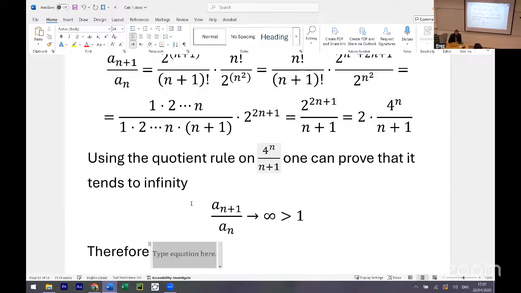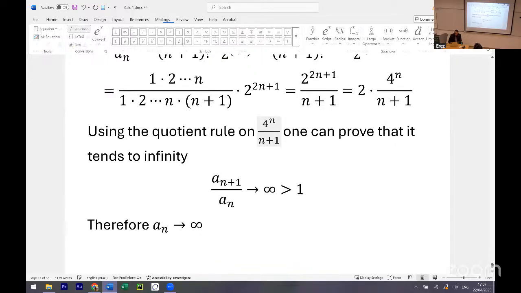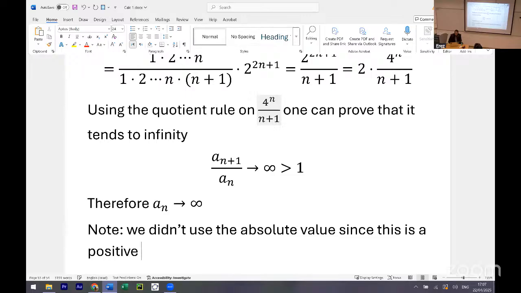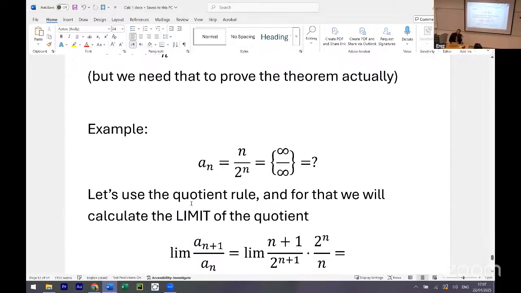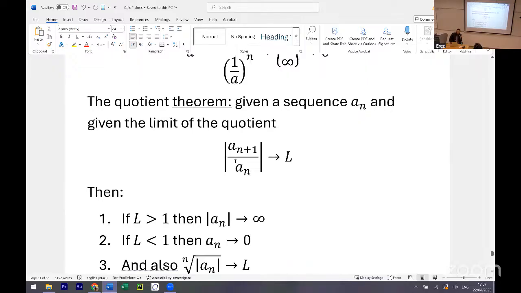Therefore, n tends to infinity. Just a short note, we didn't use the absolute value since this is a positive sequence. I'll remind you that in the quotient theorem, I use the absolute value in the statement of the theorem. When it's a positive sequence, it's obvious and we don't need to do it. I actually needed to say that in the last example, but I forgot, so I said it now.